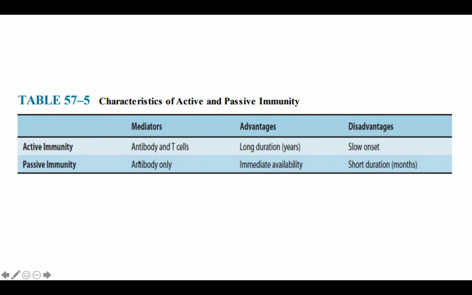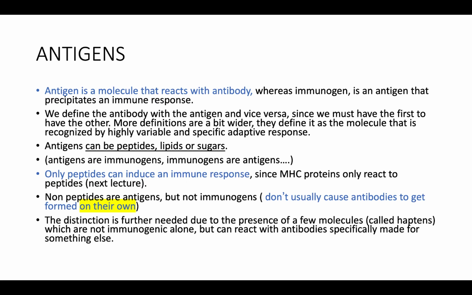These are the characteristics between active and passive immunity. So active immunity, mediators are the antibodies and the T cells. Passive immunity, you don't give T cells, you only give antibodies alone. Advantages: active immunity, obviously, is of long duration and it is slow. Or, on the contrary, passive is immediate and it is short only, it can remain for a few weeks.